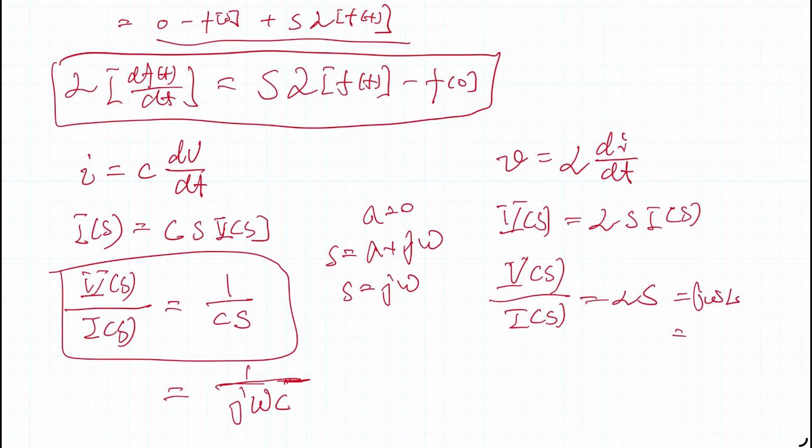Omega is the angular frequency, so you can write 2 pi f j L. Once you convert the capacitor or inductor into impedance format, this impedance depends on the frequency. Then you can simply use Ohm's law to do the calculation, and you don't need to deal with the derivative or integral.